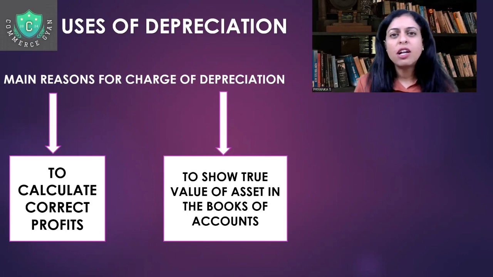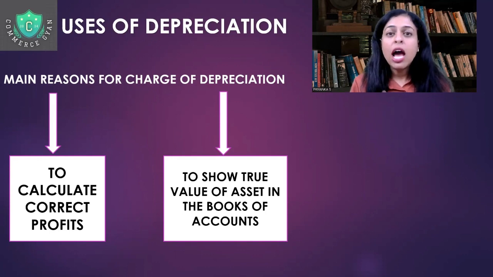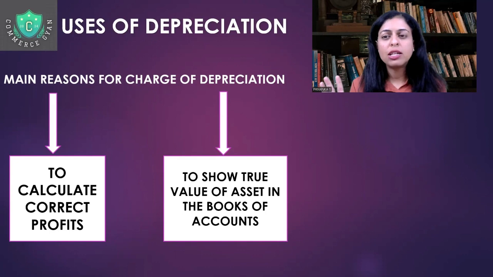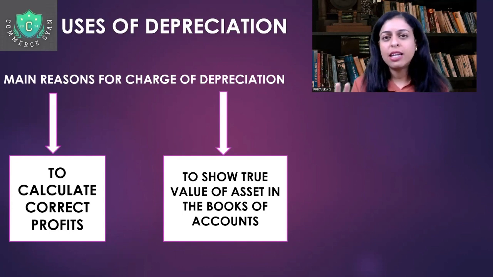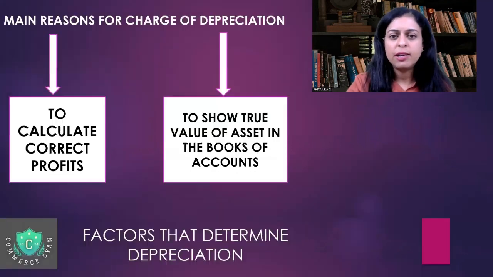If a person comes to me and sees my balance sheet, he should see the correct value of the car. Suppose now the value of the car is 17 lakhs. I cannot keep showing it as 20 lakhs. I have to show it as 17 lakhs. That is where the concept of depreciation comes in, where I show the correct value of my asset in the books of accounts with the help of the charge of depreciation. So I hope these two things are clear. One is to calculate the correct value of profits, and second is to show your assets, and their value, correctly.